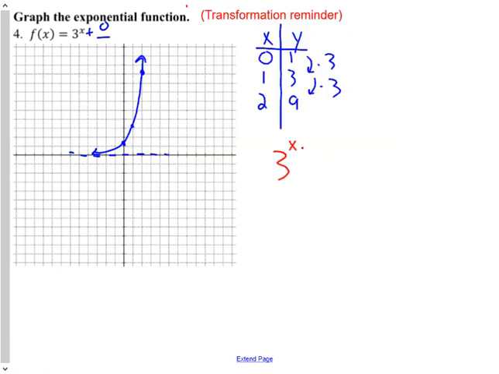So if we had 3 to the x minus 3, right, this would move us 3 to the right, because the question is how do you get back to 0? 3, so then that one would be right? Moving all these points 3 to the right. And you get the same kind of idea.